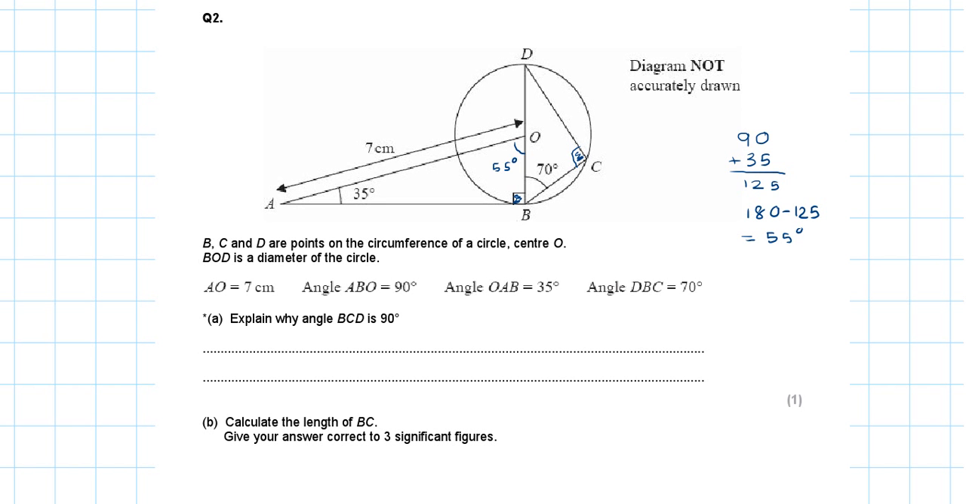Okay, let's see. B, C, D are points on the circumference of a circle, center O. AO is 7. Angle ABO is 90 degrees, they give that to us. OAB is 35. DBC is 70. Explain why angle BCD is 90. Already mentioned that. Angle in a semicircle is 90 degrees.